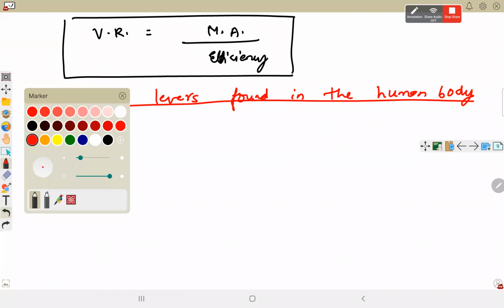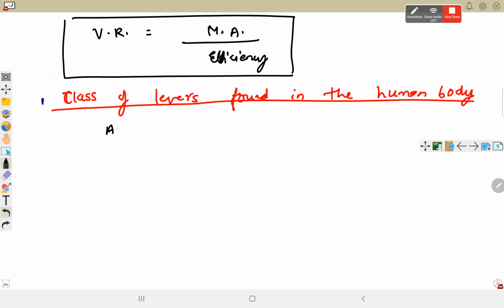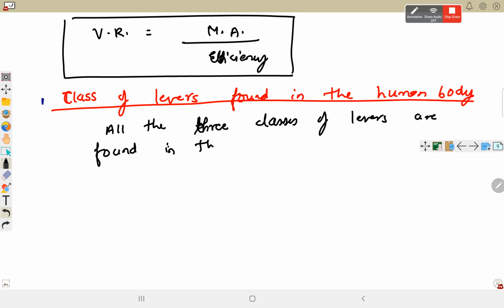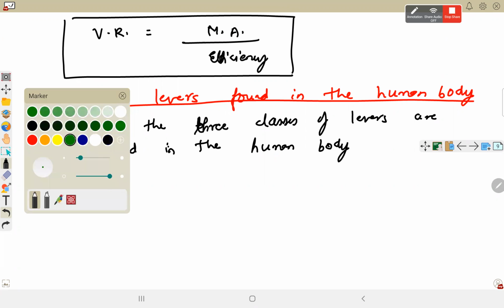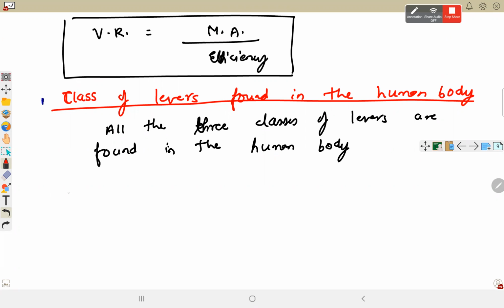सर क्या एल्बो जॉइंट एक क्लास 1 लेवर की तरह काम करता है? आते हैं, not the elbow joint. All the 3 classes of levers are found in the human body. Nodding your head is class 1 lever. Right? Example of class 1 lever is the nodding of your head.